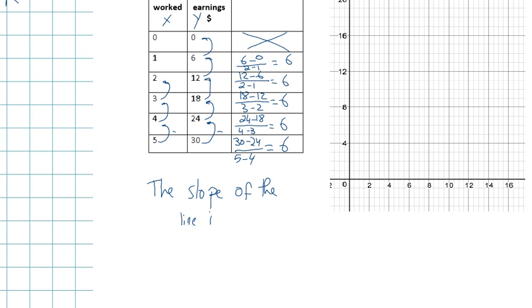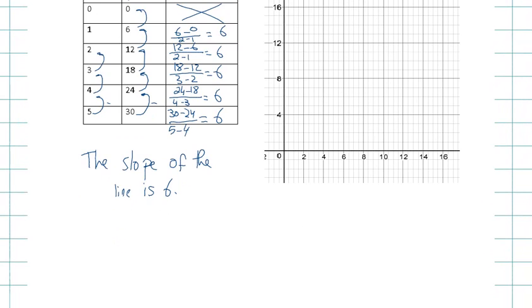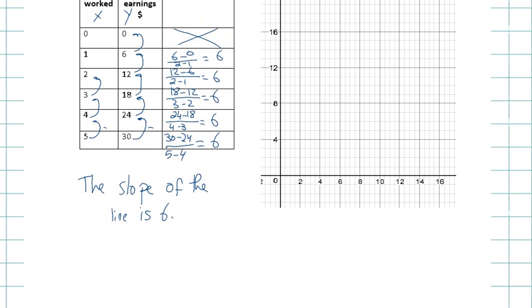Now, I'm gonna have to graph. When it comes to graphing, you must label your axis. So you must label the x-axis. In this case, it's gonna be hours worked. And then the y-axis in this case is gonna be earnings, so money, total earnings.